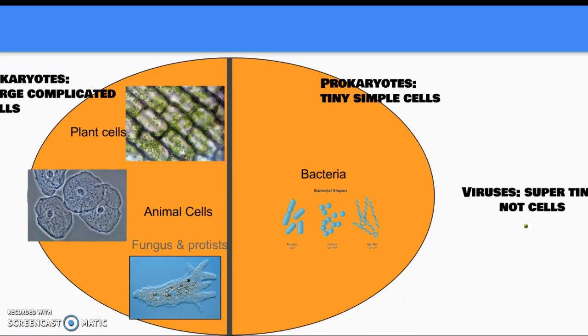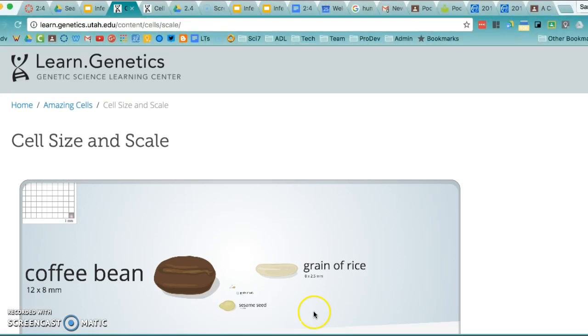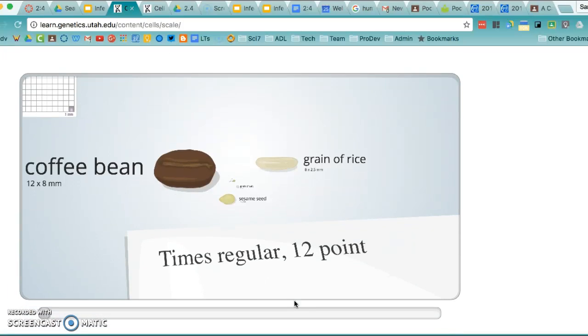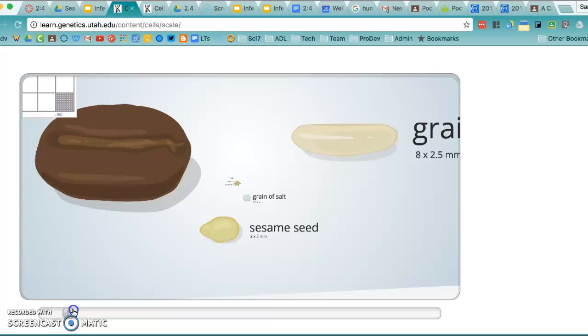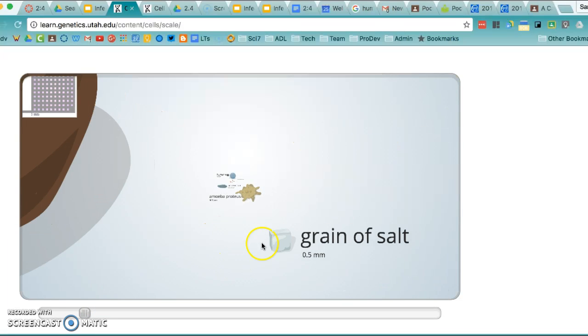Now this is not to scale, but to see it to scale, you can. This link is active in the slideshow. When you look at the slideshow, you can follow this link. There's a little slider here, and you can zoom in from a coffee bean or grain of rice into a grain of salt. And now we're starting to see some cells.